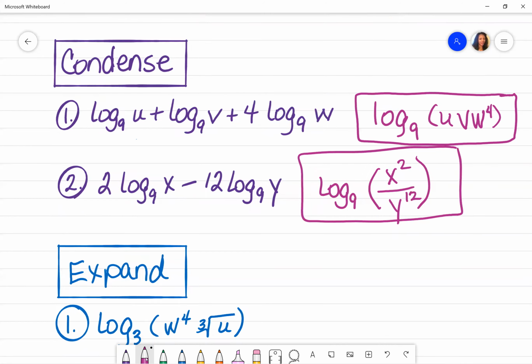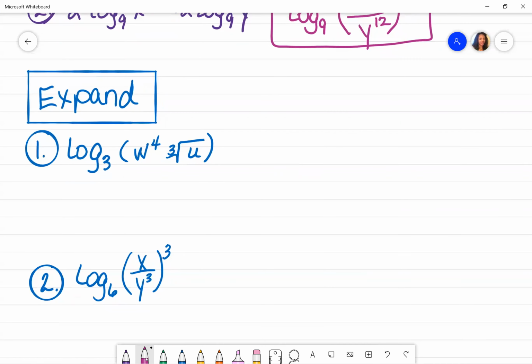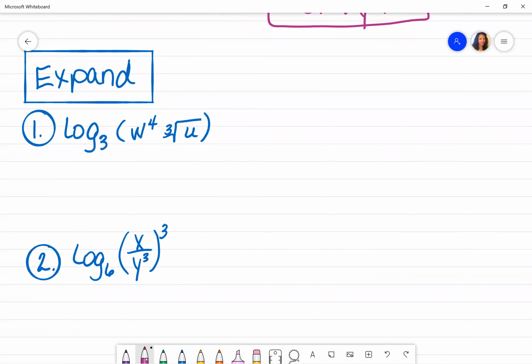So now expand means it's already in condensed form and I want to stretch it out. So I'm going to have several logs depending on how many terms I have inside of my parentheses. So I am going to take that first value, and I notice it has an exponent attached to it, which means that goes out front. So 4, and then I take the abbreviation log base 3 of W. And because I am multiplying, I am going to add it. And then I move on to the next one.